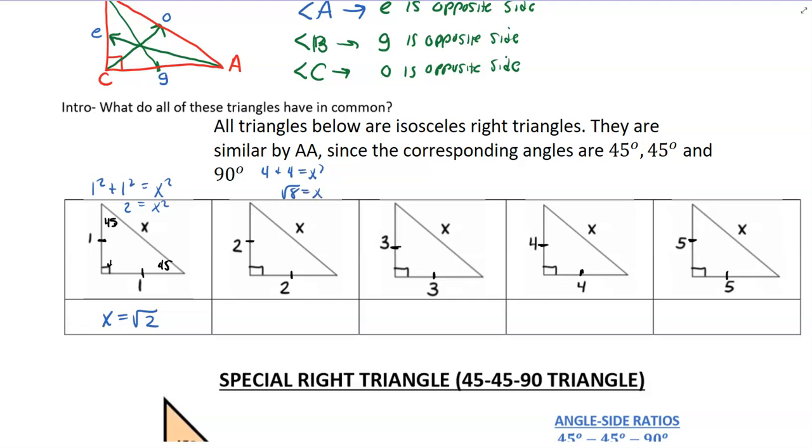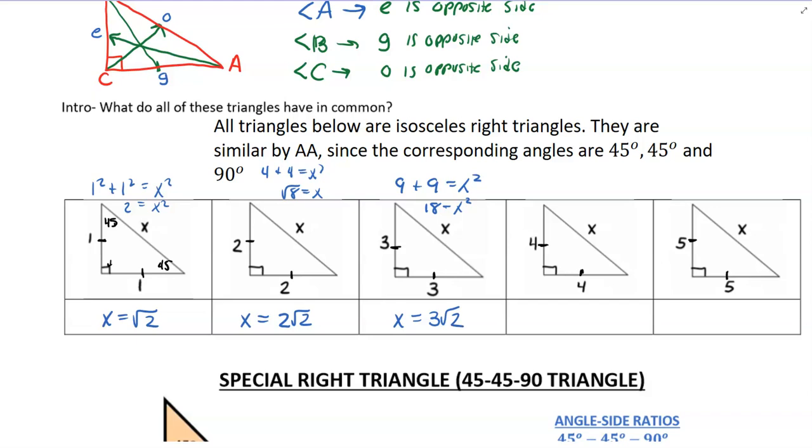But the key here is we got to break that down and simplify it, because square root of 8 is actually square root of 4 times square root of 2, therefore the hypotenuse was 2 root 2. In the next one, we had 3 squared, which is 9, 3 squared, which is 9, and then the x squared. This time we're simplifying the square root of 18. When you simplify the square root of 18, we get 3 root 2.